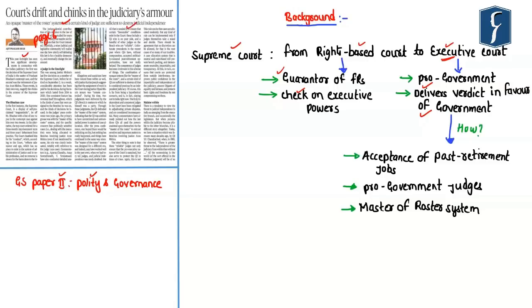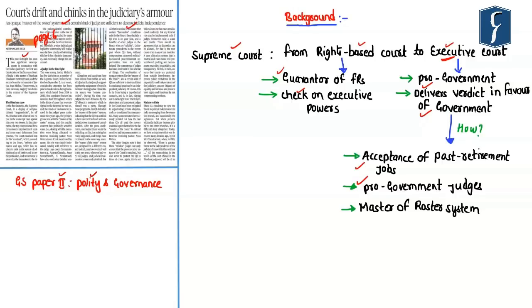Now, in this particular article, Justice A.P. Shah has highlighted a number of instances of how the Supreme Court has functioned as an executive court. For example, Justice A.P. Shah has highlighted that a large number of judges have accepted post-retirement jobs from the government. So, it is quite natural that when such judges were working in the Supreme Court, they would have delivered verdicts in favor of the government. Justice A.P. Shah has also highlighted instances of judges who are pro-government and stand ready to deliver verdicts in favor of the government.